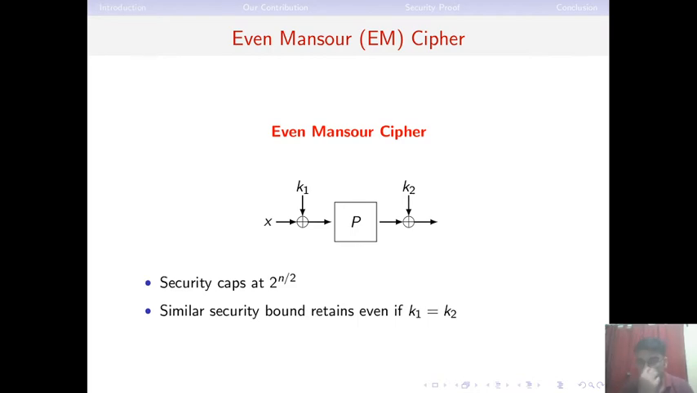This question was answered by Even-Mansour. They proposed the Even-Mansour cipher in which the input X is masked with a key K1 to generate the input of the permutation P, and the output of the permutation is again masked with another n-bit independent key K2 to generate the ciphertext. The security of this construction was shown to have birthday-bound security, and even if you consider the same key, where K1 and K2 are the same, the resulting construction can be shown to have birthday-bound security.